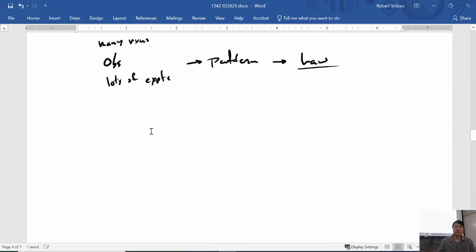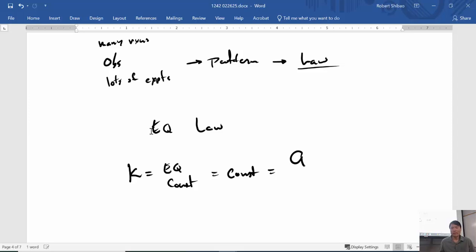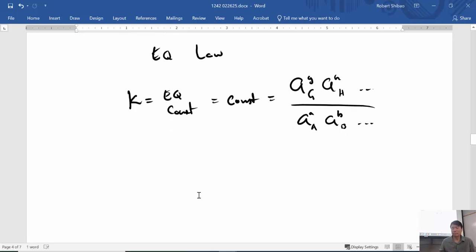And so the equilibrium law looks like this. The equilibrium law says this. This is the equilibrium constant. And it just says that we're going to get a constant number if we take a ratio of the activity of the products raised to their respective powers divided by the activity of the reactants raised to the respective powers. These powers come from the coefficients of the reaction. And it's the equilibrium law here.